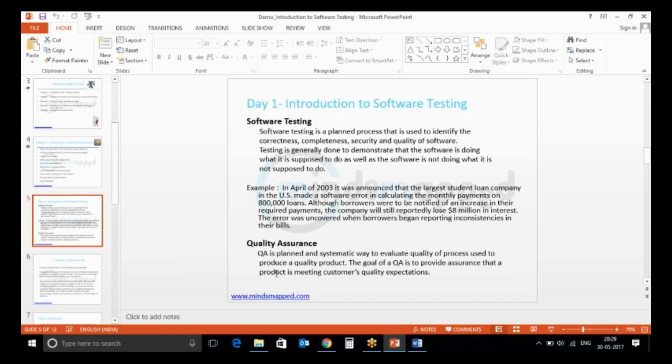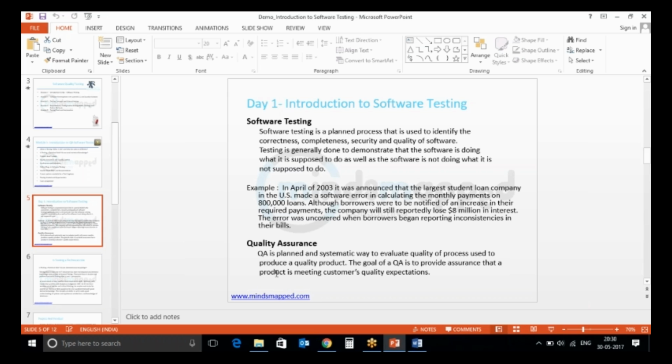So why is it important? If we see the example, in April of 2003, it was announced that the largest student loan company in the US made a software error in calculating the monthly payments on 800,000 loans. So there was a slight error which did so much loss to the company, and there was reportedly $8 million of interest that was lost. So this is why it's very important to test the software.